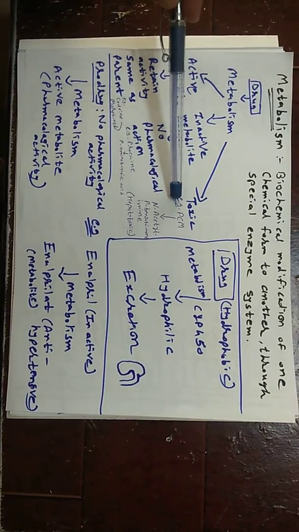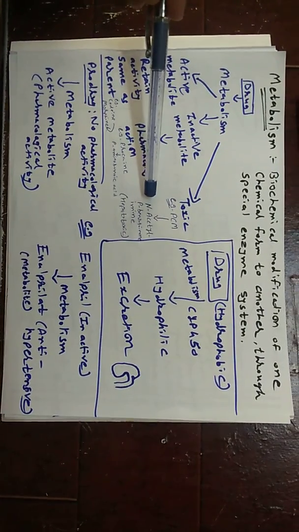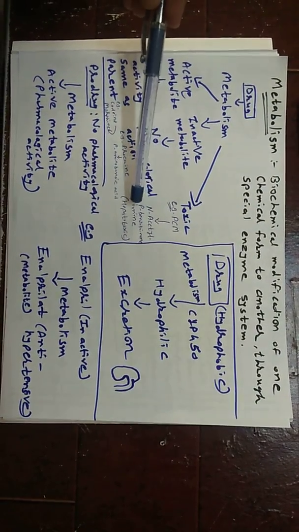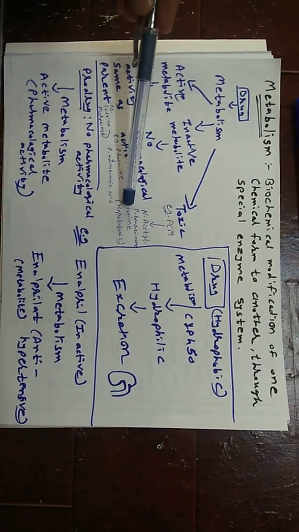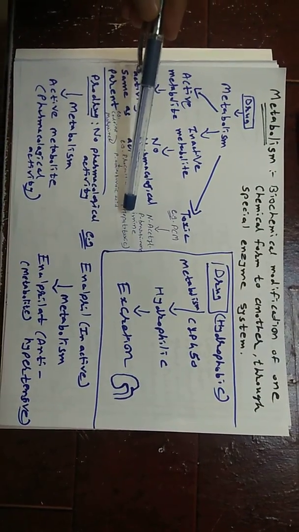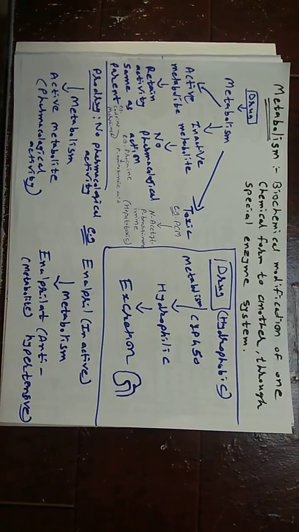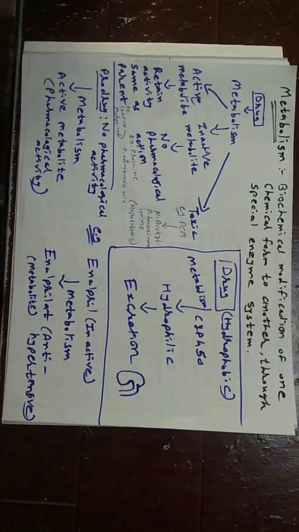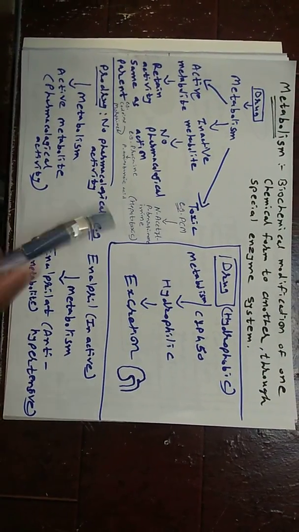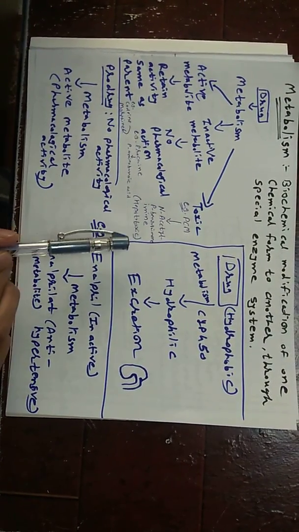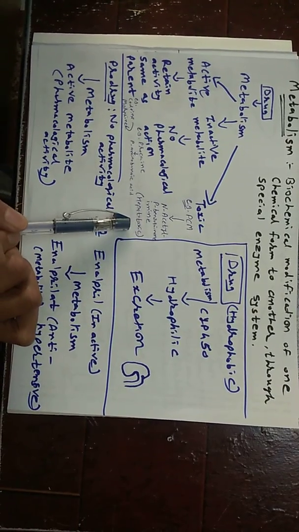And another example is the toxic metabolite, and the most common example is paracetamol. When paracetamol is converted to its metabolite N-acetyl parabenzoquinonamine, this is a hepatotoxic metabolite. So generally we hear that a higher dose of paracetamol is hepatotoxic. This is because of this metabolite, N-acetyl benzoquinonamine, which is hepatotoxic.